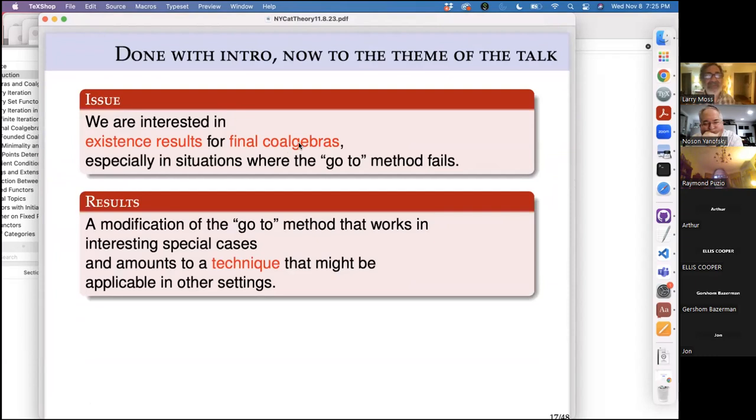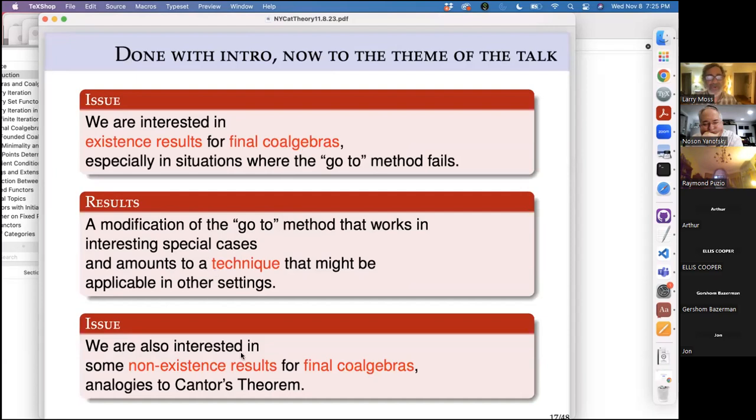And in the case when it doesn't work, the main contribution of our paper is a kind of modification of the method that does work. So that's what's going on here. And also, I want to show you some non-existence results for final coalgebras or initial algebras that are like Cantor's theorem. Since we talked about that, I'm glad that people asked about this.